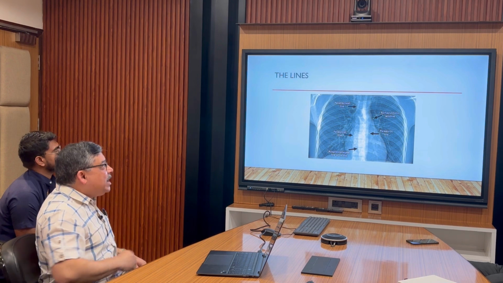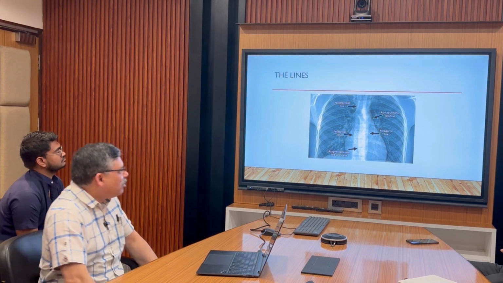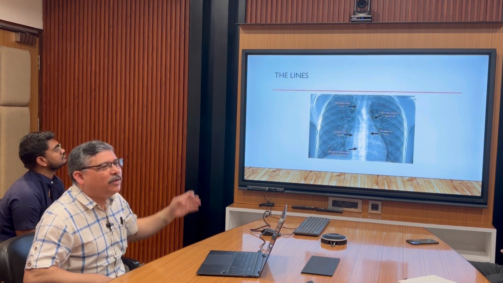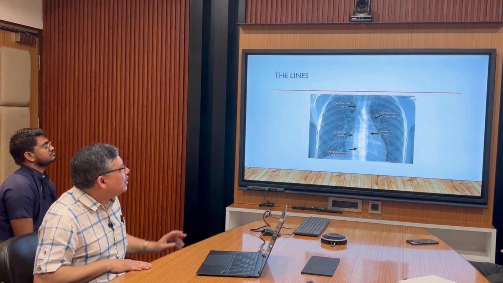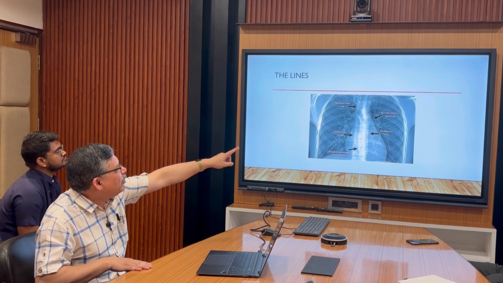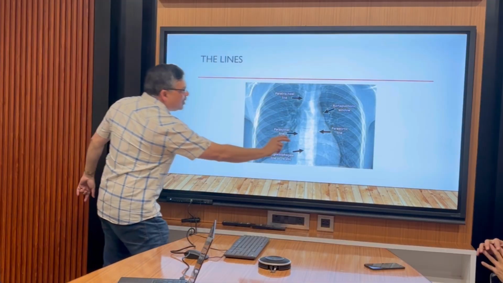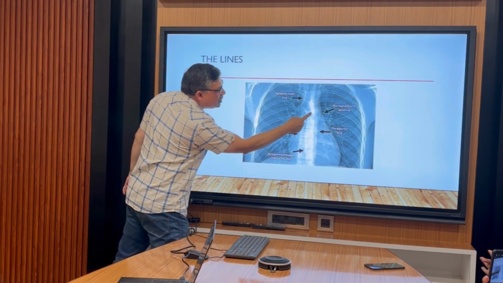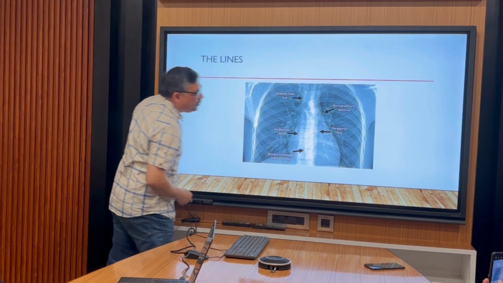So what are the lines? I like this because we were taught this at one point of time. See, this is a relatively slightly overexposed film. Only then can you make out the lines very well. So you will see the aortopulmonary window. You see the aortic arch is like this. It's so nicely visible. This is the aortic line. This is the edge of the aorta, the descending aorta.